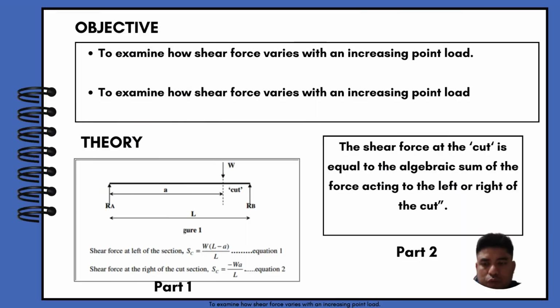The objectives of the shear force in beam experiment: one, to examine how shear force varies with an increasing point load; second, to examine how shear force varies with various loading conditions. For this experiment, we used theory. For part 1, we use two equations. Equation 1, shear force at the left of the section. Equation 2, shear force at the right of the cut section. For part 2, we use the rule that the shear force at the cut is equal to the algebraic sum of the forces acting to the left or right of the cut.